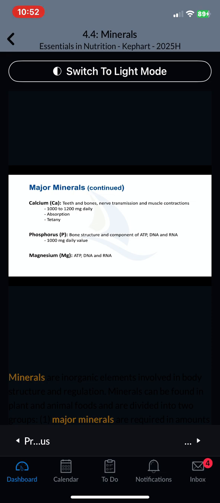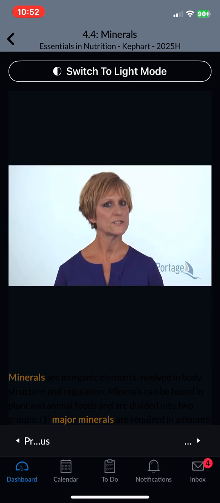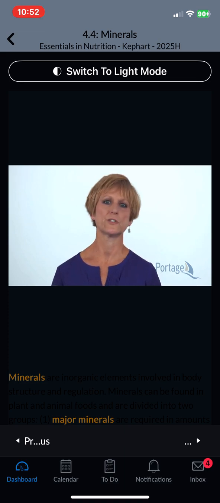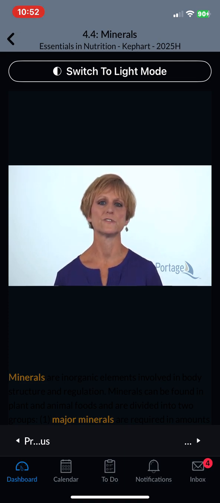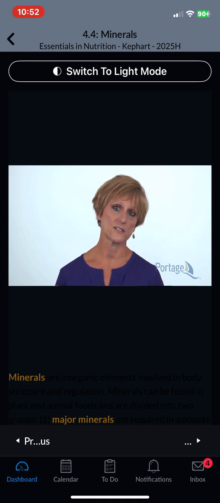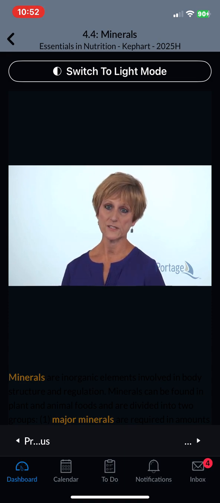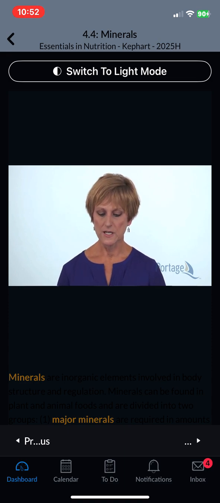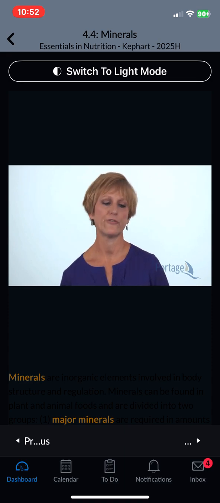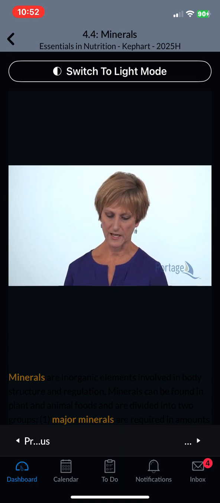Phosphorus. Phosphorus is important for bone structure, and it's a component of ATP, DNA, and RNA. And it's recommended that we take in about 1,000 milligrams daily. Again, we don't have any problems getting phosphorus in our diet because it's used as an additive. It's found in a lot of processed foods, packaged goods, baked goods, as well as processed restaurant-type foods. So for the majority of the population, phosphorus is not a problem to get.